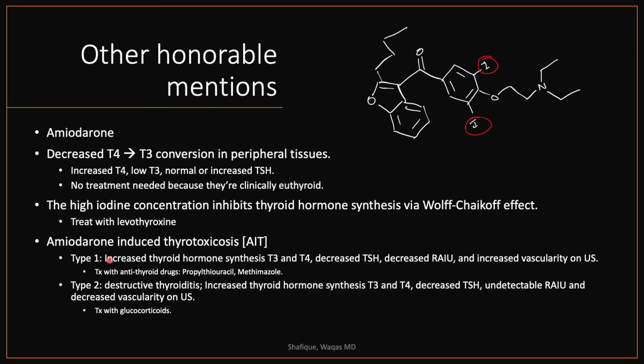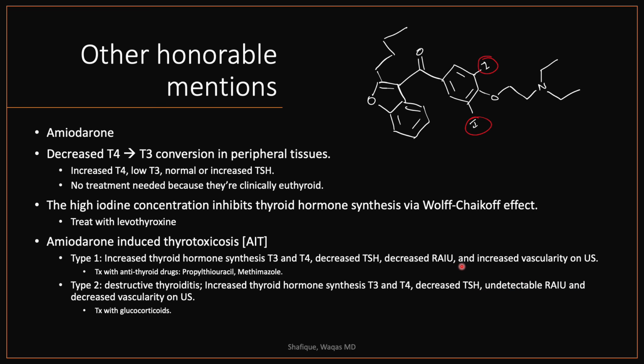And it can cause hyperthyroidism due to increased production or to destruction. Type 1 is going to be increased production, and type 2 is going to be destruction. Both types of hyperthyroidism will present with increased T3 and T4 and decreased TSH. The way you differentiate both of them is by radioactive iodine uptake test. So in type 1, you'll have decreased uptake, and in type 2, it's going to be undetectable.